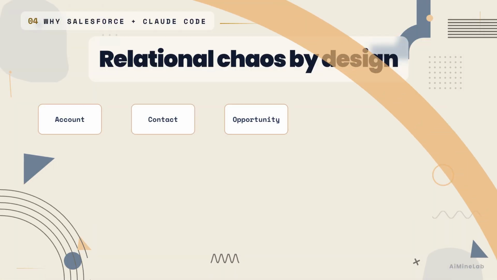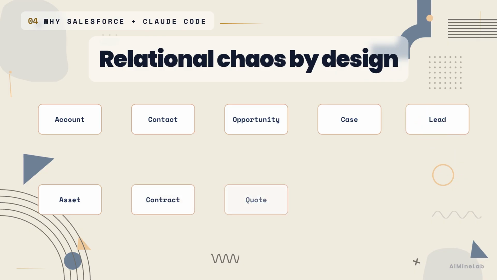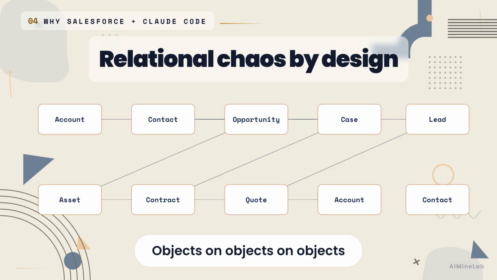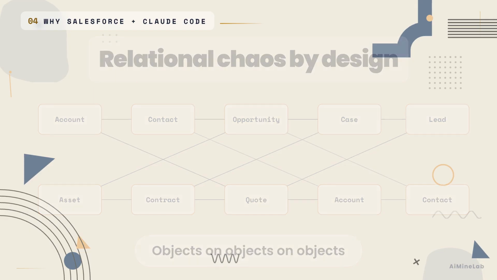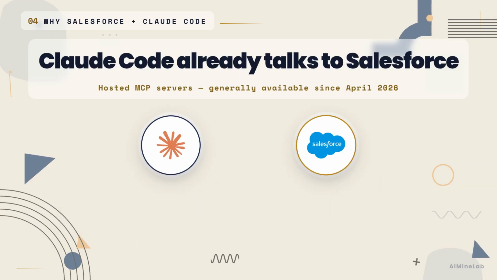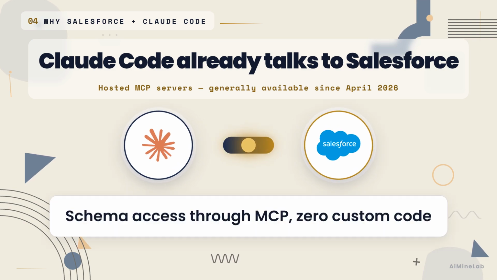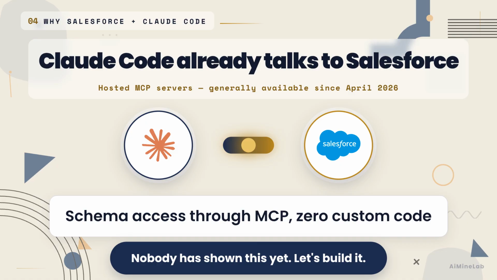Salesforce is basically the ideal test case for this idea, as Salesforce orgs are relational chaos by design. Custom entities, junction tables, lookup fields, master detail relationships, record types stacked on record types. And thanks to Salesforce's own hosted MCP servers, now generally available, Claude Code can already talk to a running org directly. It pulls object schemas, field definitions, and relationship maps through the Model Context Protocol without a single custom integration written by hand. Put those 2 pieces together and you get something nobody has shown yet: Claude Code walking a Salesforce schema through MCP, then turning that raw metadata into a clean OKF bundle your agents can actually reason over.